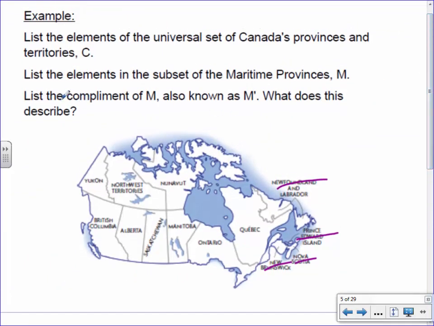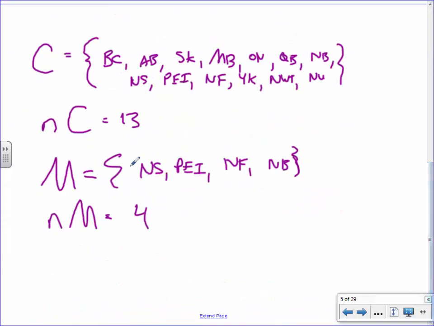Okay, last one here. What would M, we use a little dash next to it here, we call it the complement. What would M prime or M complement be? Everything but. So if I had to write it out then, just to be redundant here, n(M complement) would be 9, you're right.